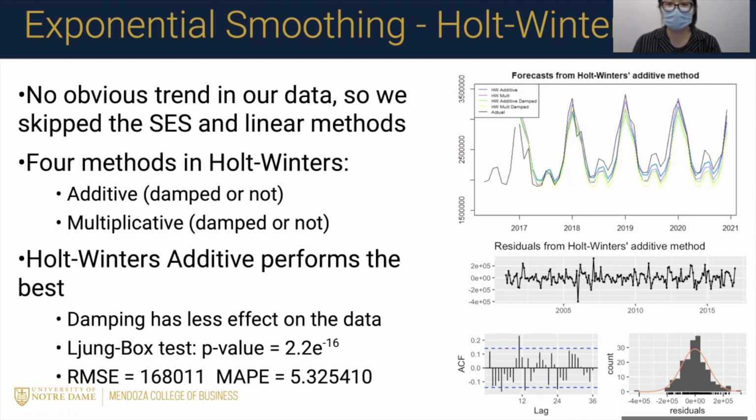Besides, both damped methods have low accuracy, which indicates that damping has less effect on our data because long-term data don't vary from short-term data. So we can conclude that Holt-Winters is not an efficient method for our forecast.